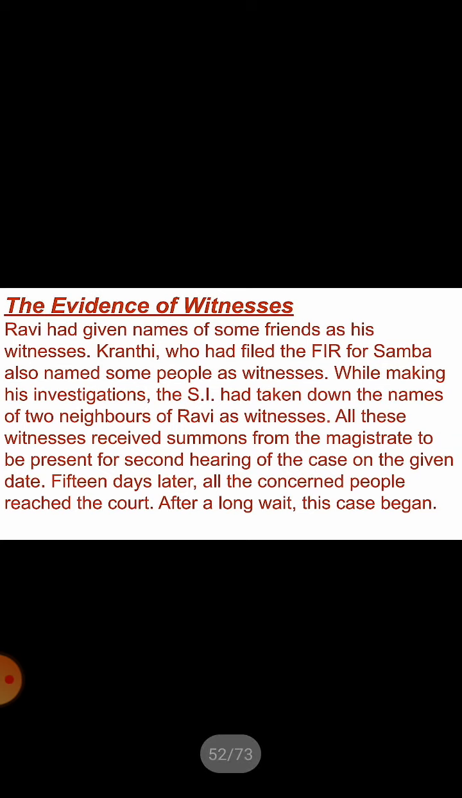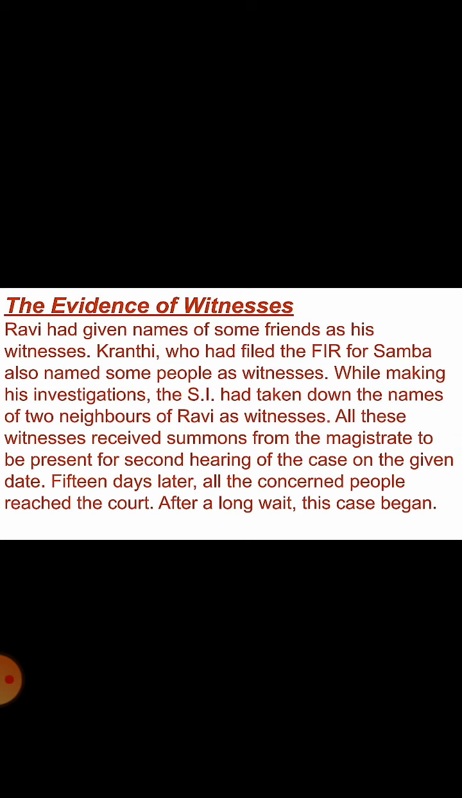The evidence of witnesses. Ravi had given names of some friends as his witnesses. Kranti, who has filed the FIR for Samba, also named some people as witnesses. While making his investigation, the SI had taken down the names of two neighbors of Ravi as witnesses. All these witnesses received summons from the magistrate to be present on the second hearing of the case on the given date. 15 days later, all the concerned people reached the court. After a long wait, the case began.